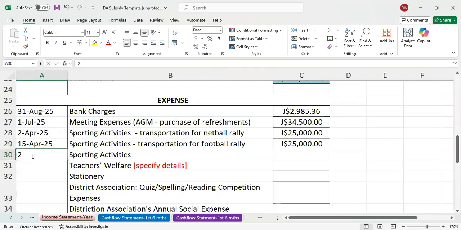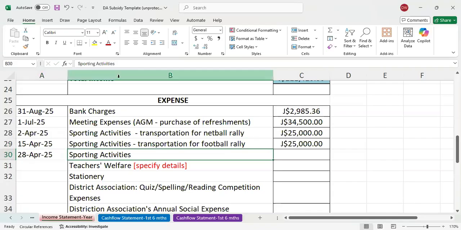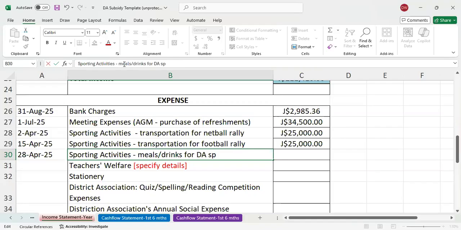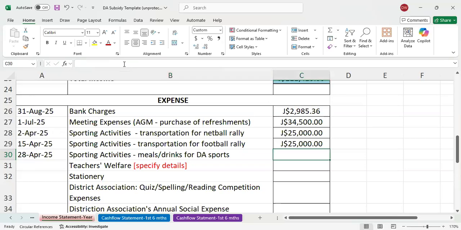Let's try the 28th of April. Sporting activities again. Meals, drinks purchased for DA Sports. And that totaled $43,500.